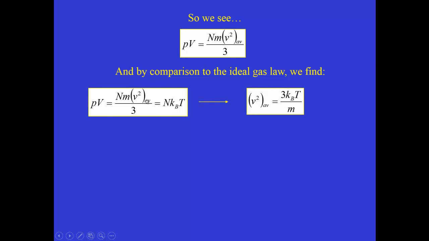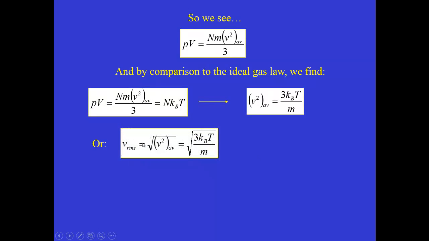So if we solve for the average of the squares of the speeds, we get 3 times Boltzmann's constant times the temperature over the mass. And if we take the square root of both sides, we get something that's called the root mean square velocity of gas molecules in an ideal gas. It's called the root mean square because it's the square root of the average, or the mean, of the squares of the velocities. So here is a nice relationship that allows us to see that the velocity of these molecules, at least on average, depends on their temperature as well as their mass.